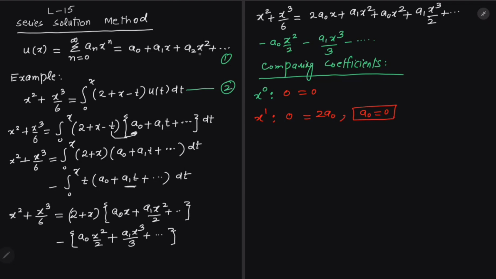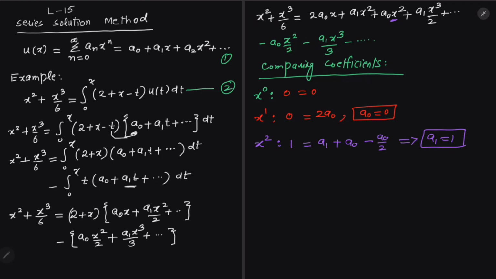Then we have the coefficients of x raised to power 2. On the left hand side, you can see that the coefficient is 1. So we have 1 is equal to the coefficient of x square, which is a1, plus the coefficient of x square, minus a naught by 2. Since a naught is 0, we get a1 is equal to 1. That was a naught and a1.